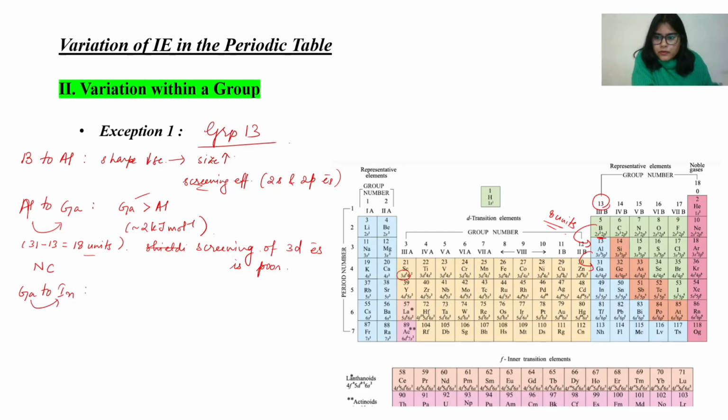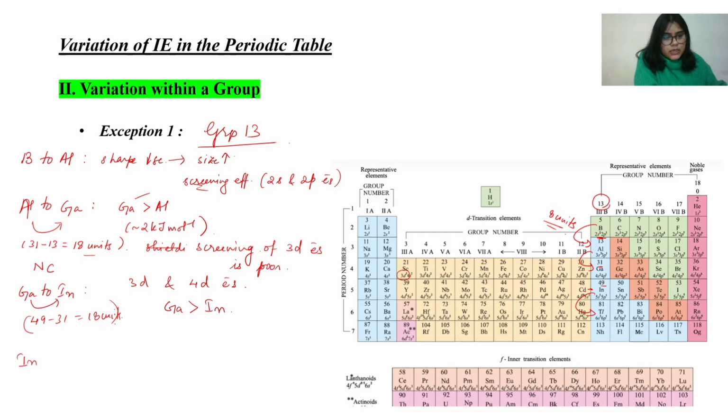Again, a jump of, how much is it? 31, 49. So 49 minus 31, it's about 18 units. Here the screening effect will outweigh the increase in nuclear charge, because you have the screening of 3d and then 4d electrons. So the 4d electrons outweigh the increase in nuclear charge, and the general trend will follow. That is, the ionization enthalpy of indium will be lower than gallium. All right. Then next is from indium to thallium.